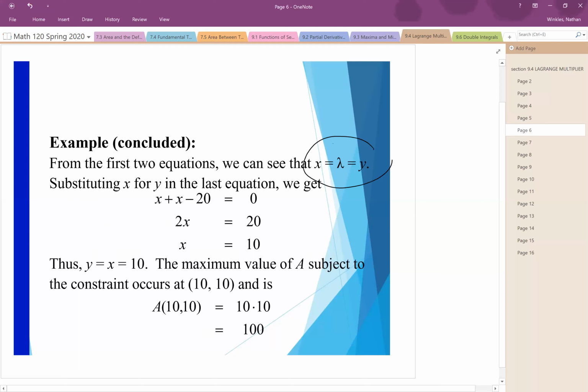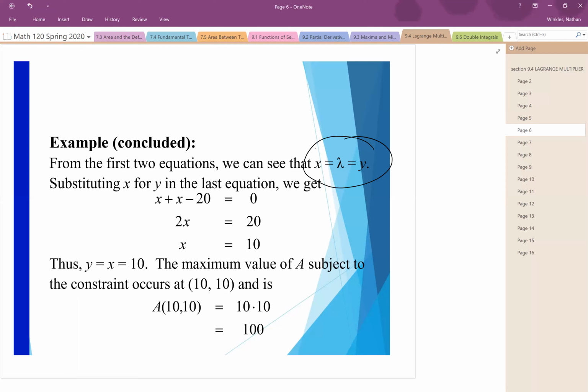So that's where we get this x equals lambda, y equals lambda. So we're going to substitute that x equals y, or y equals x, into the third equation from the previous slide. So we get x plus x minus 20 equals 0, or 2x equals 20. So x equals 10. So if x equals 10, then y equals 10 because y equals x. So therefore, plugging back into the original function, A of 10, 10 is equal to 100.